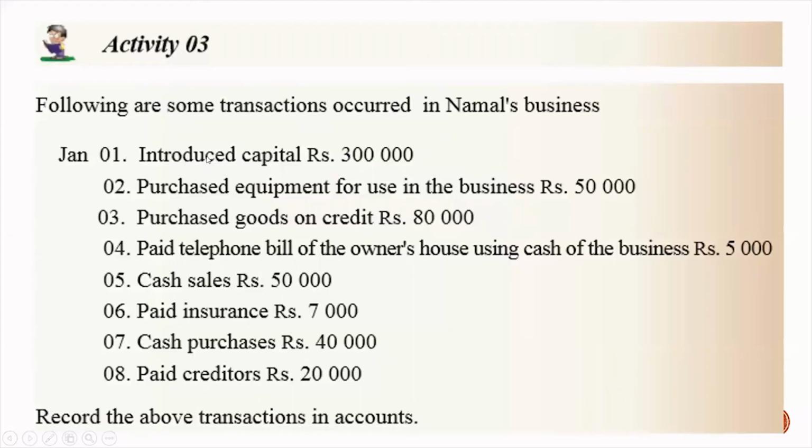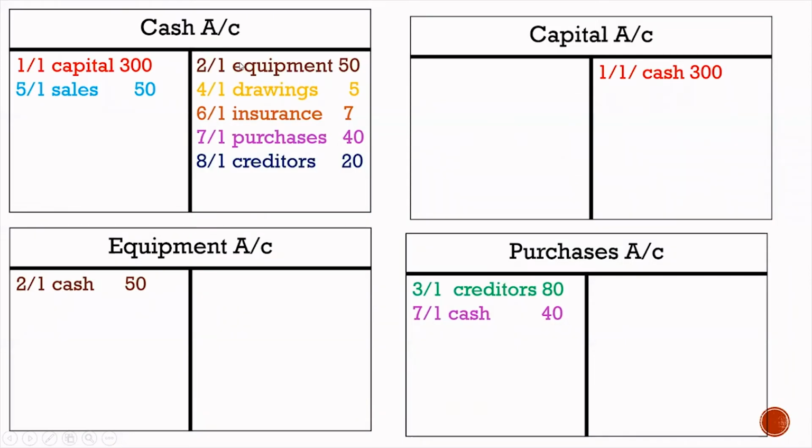Let me go back. Purchase of equipment for the use of the business. Now, no mention about whether it is a credit purchase. So then it will be definitely a cash purchase. So cash is reduced. So the reduction is credit for 50,000 and the equipment will have a debit entry or an increase of 50,000. So you can see the double entry.